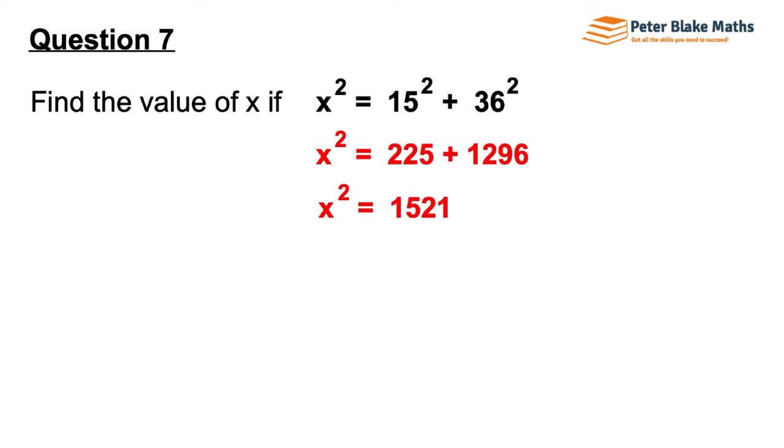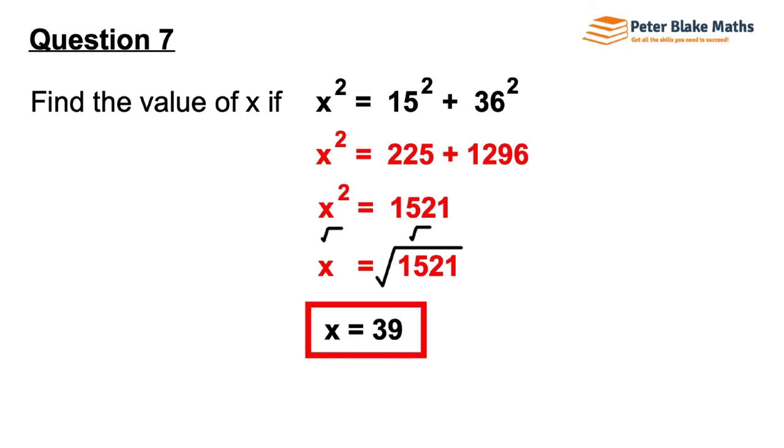Now to get x on its own, which the question asks for, we'll need to undo a square, which we'll need a square root to do. Got to do it to both sides. On the left hand side that leaves us with x, and on the right hand side we have the square root of 1521. If we type that through our calculator, we get an x value of 39.